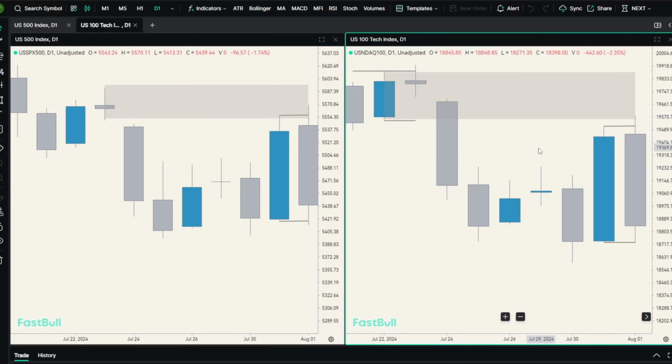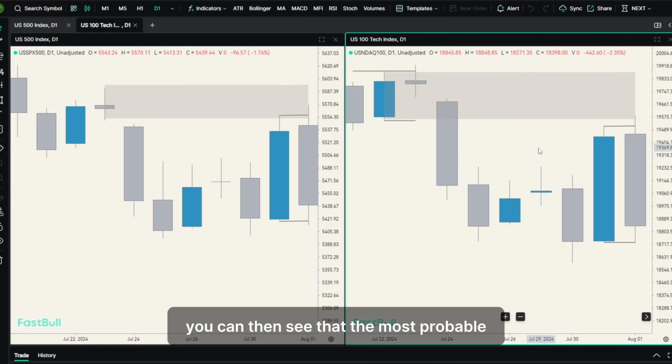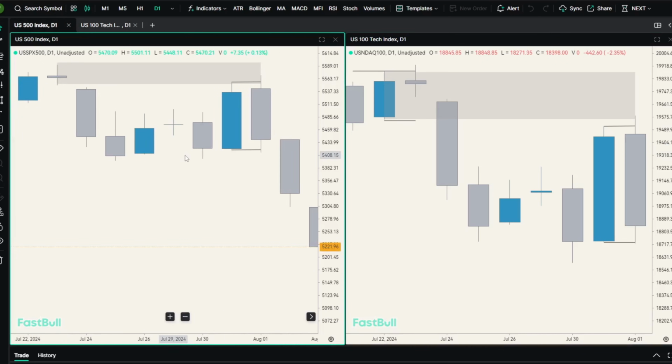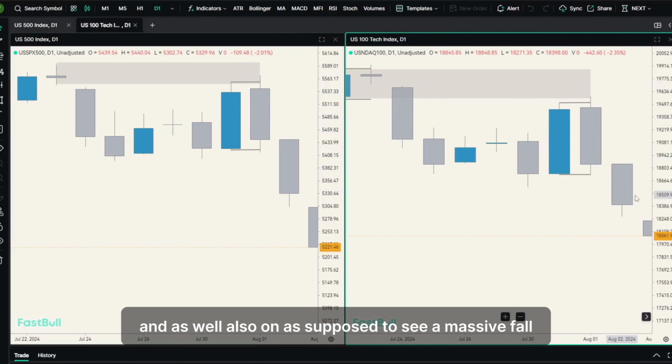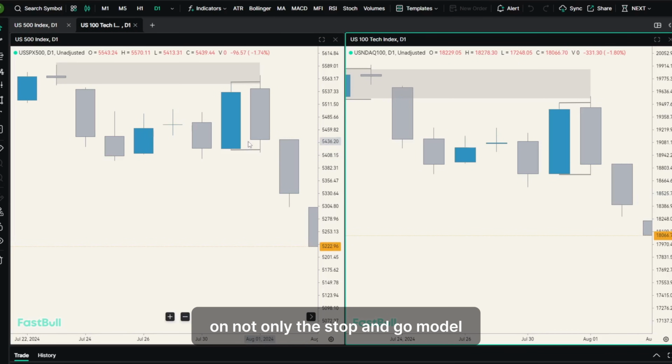With this added confidence, you can see that the most probable scenario is that S&P will end up making a bearish candle, which gives us a decisive moment to take advantage of this. As you can see from here, we then have a massive fall to the downside, and on Nasdaq we also see a massive fall. This is everything I've just taught you on the stop and go model, as well as the sweep and reverse model, all under the umbrella of the CRT model. This is how powerful this is.